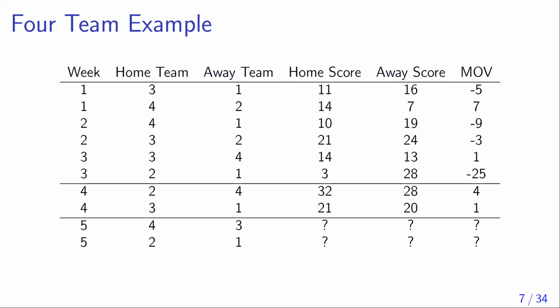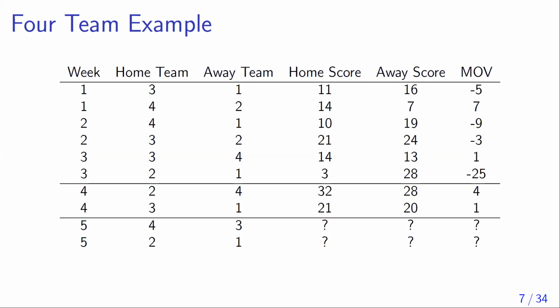So what we propose is a method that sort of runs like this. We would fit a model using weeks 1 through 3, using what the home team is, what the away team is, and the margin of victory, and try and fit a model with that information from weeks 1 to 3. We would then predict week 4 using the model fit from week 1 to week 3 and get a point prediction for week 4.